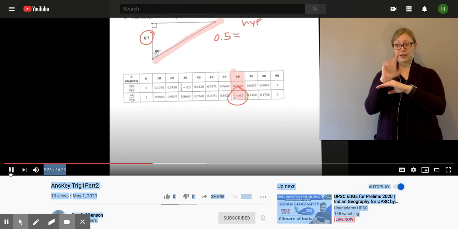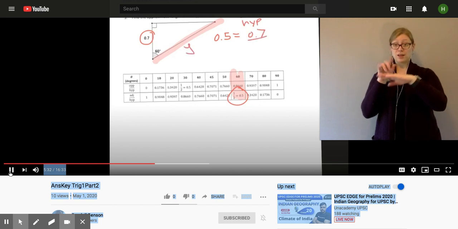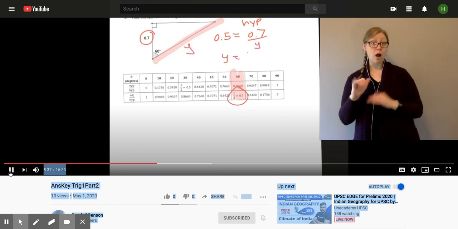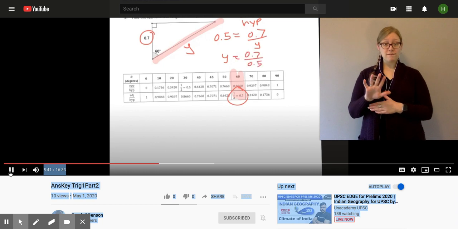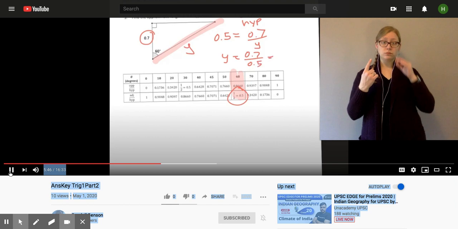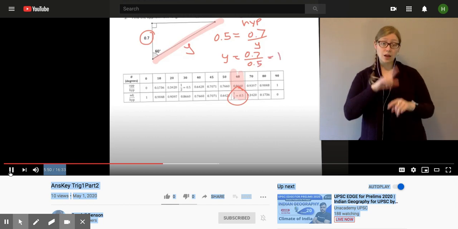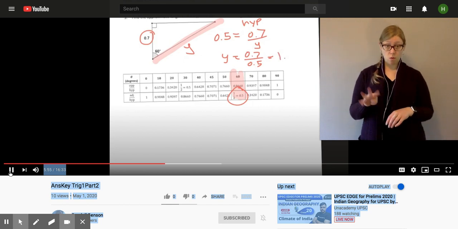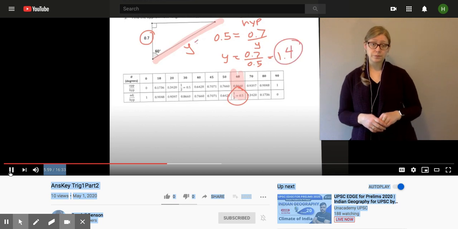And so my adjacent side is 0.7. My hypotenuse, I don't know what it is. Let's call it y this time. And so y is going to be equal to 0.7 divided by 0.5. So that's going to be a number bigger than 1. And let's see what we get. And the answer we get is 1.4. So 1.4 is the hypotenuse.